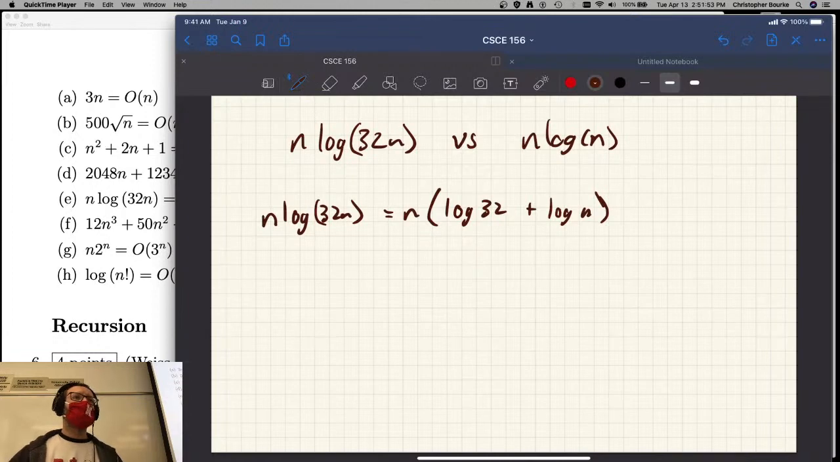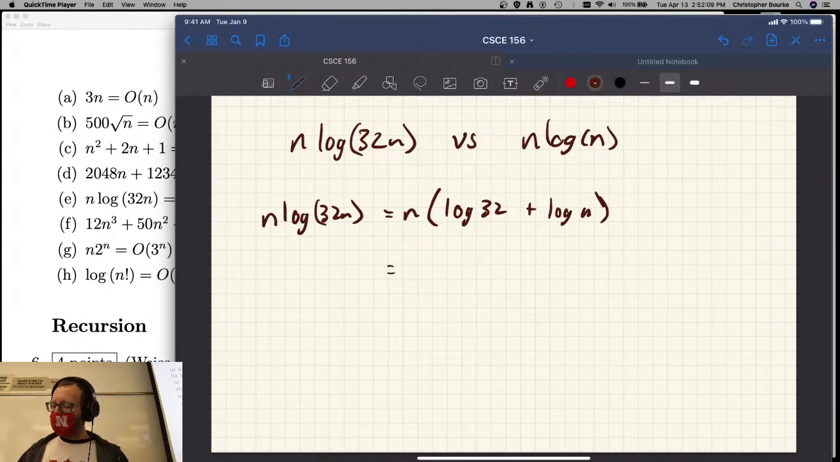Now log of 32 is what? Don't pull out your calculators. Remember, we are self-respecting computer scientists. All of our bases are base 2. So 2 to the 5th gives me 32, right?